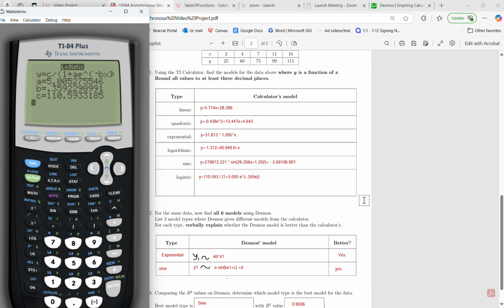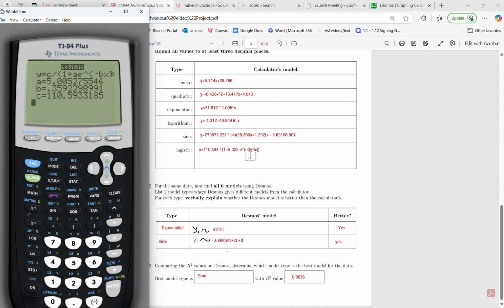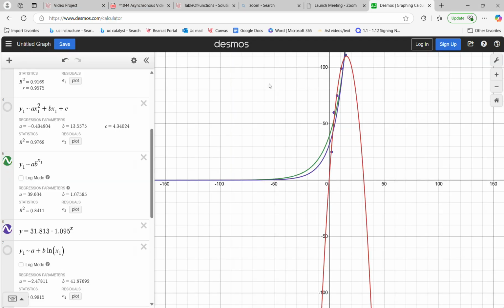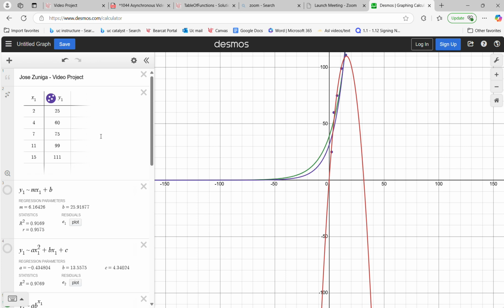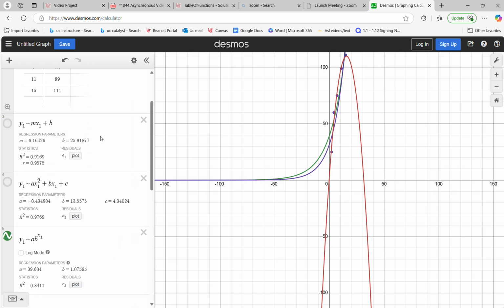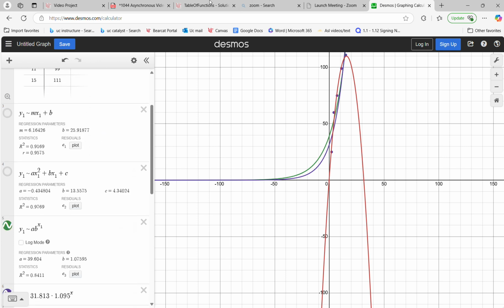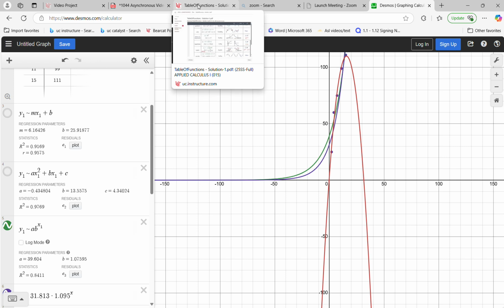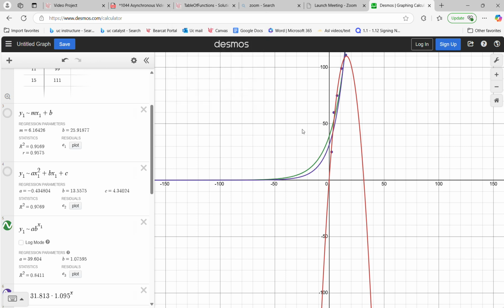On to number 2. For number 2, we go into Desmos. What we're going to do in Desmos is take these equations and plug them all into Desmos and compare our answers from our original calculator on our computer and see which 2 are different. There should only be 2 that are different.